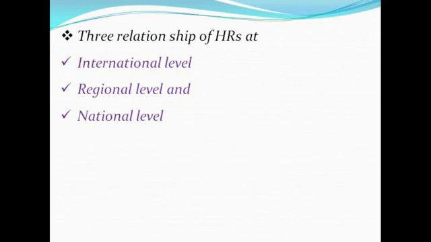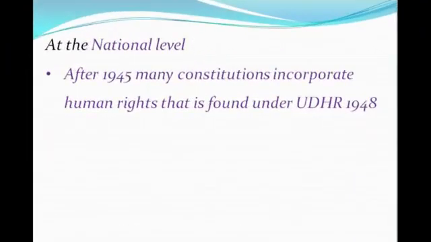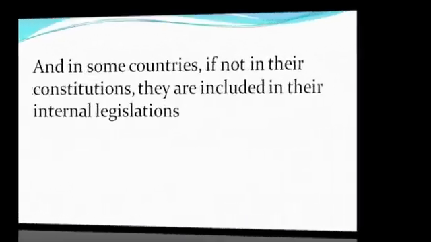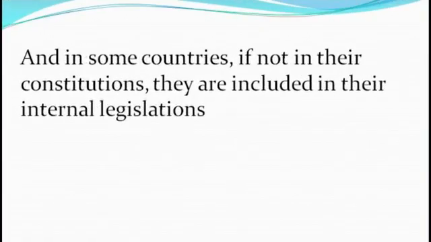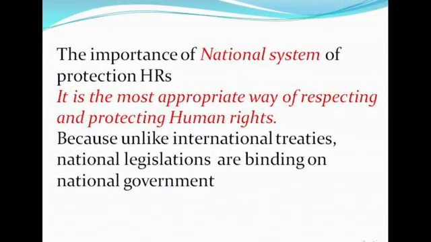And some of the constitutions are considered earlier constitutions, like the US Constitution. But there are some constitutions at a later stage, especially after 1945 and after 1948 with the approval of the UDHR, where most of the contents of the UDHR are put as part of our constitutional instrument. And in some countries, if not in their constitutions, they have what we call internal legislations that clearly prescribe human rights. Then this is a different and necessary regime that you have to bear in mind. And the importance of the national system of protection, I think we will see that one is also very important.